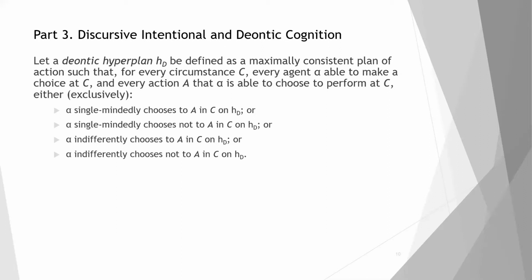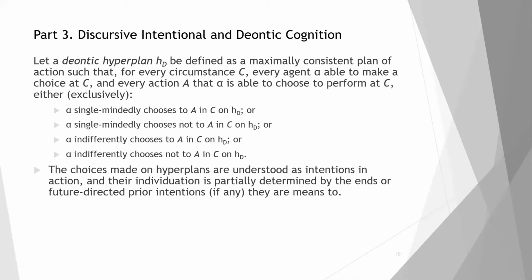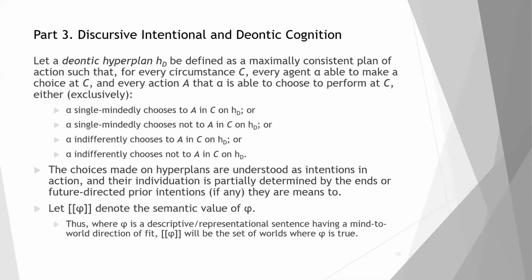So the hyperplans are understood as intentions in action. This allows you to distinguish a choice to boil water in order to make tea from a choice to boil the water in order to make coffee. So the idea is that you individuate choices at enough fineness of grain that you can specify the prior intentions and that the intentions in action are correct for that. Then we denote the semantic value of a sentence with these Scott brackets, or double brackets, in terms of the semantic interpretation. So for descriptive sentences, having the mind to world direction of fit, the interpretation of phi is going to be the set of worlds where phi is true.